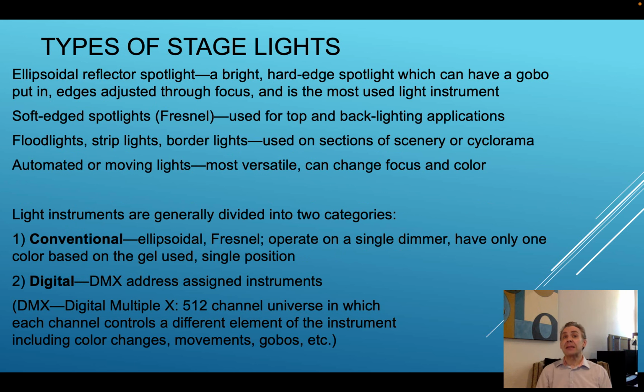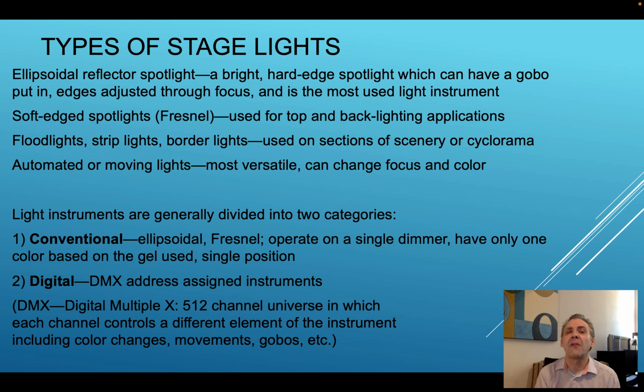Now, let's talk about types of stage lights. First, we have the ellipsoidal reflector spotlight, also known as an ERS. This is a bright, hard-edged spotlight which could have a gobo put in. I'll talk about that in a little bit. And you are able to have the edges of this light adjusted through focus. So you can make it big and round. You can bring the edges in however you want to do. This is the most common and most used light instrument.